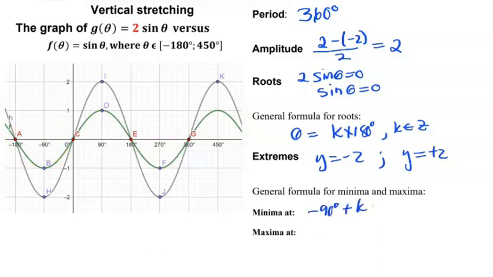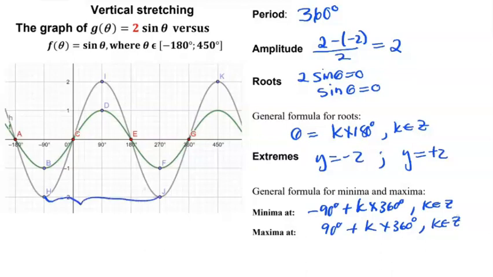and we add 360 times k, where k is an element of Z. And the same for I, we get 90 degrees plus k times 360 degrees, k an element of Z. Because from H to J we get a 360 degree difference. And the same from I to K, there's a 360 degree difference. So this is our minima and our maxima as well as our roots.